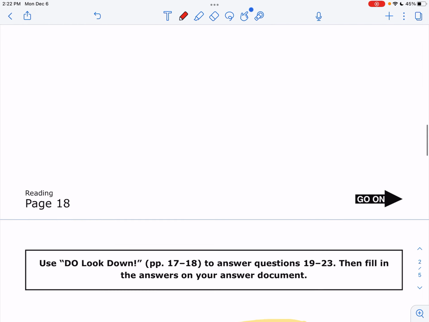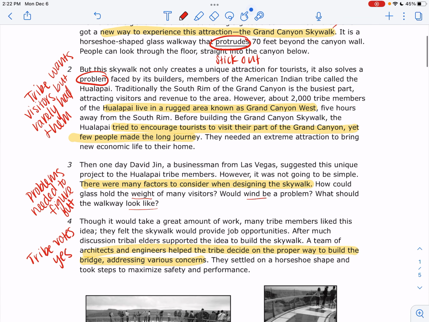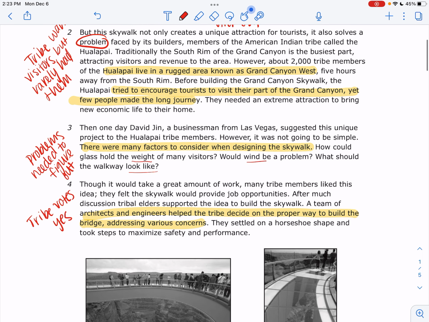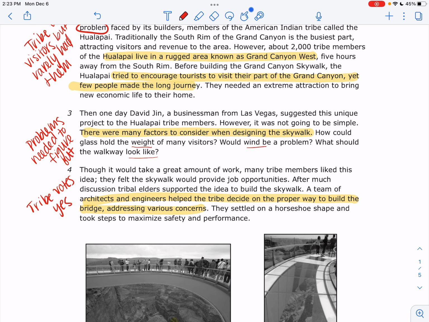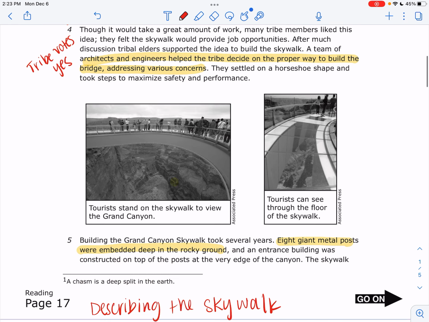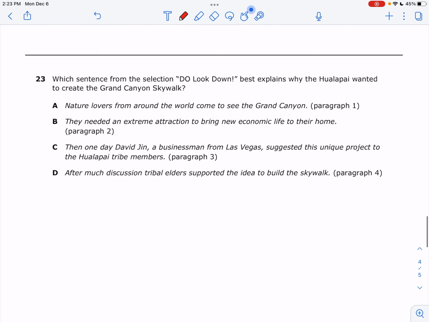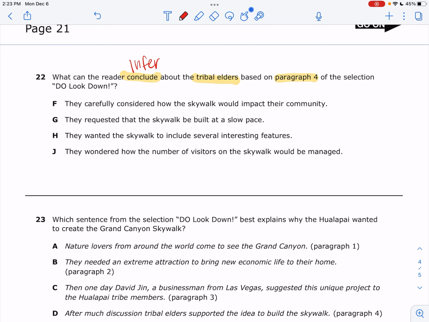So going back up, I'm going to just look at paragraph 4. We talked about how the tribe had to vote yes about the opportunities that the skywalk would provide. Jobs are one. Architects and engineers had to help the tribe decide how to build it, and so forth. So if I'm looking at 22, is it F, they carefully considered how the skywalk would impact their community? Well, maybe. Is the skywalk going to impact their community? Yeah, it was. Okay. So let's keep that one.